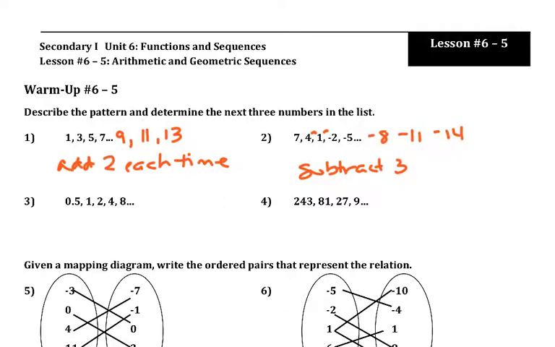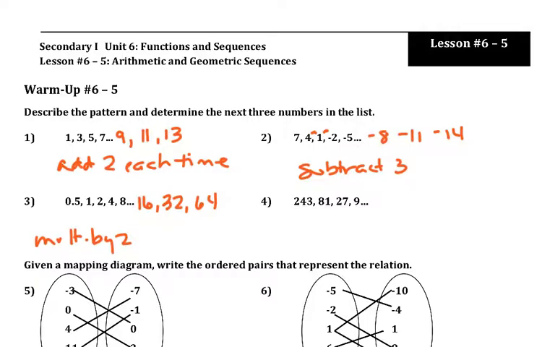For number 3, I have 0.5 and then 1. So that's a half and then a whole. And so how do you get that? Well, you take 2 halves, so you're multiplying by 2. Sometimes that might not be as obvious, but if you look at 1 to 2, you're multiplying by 2, or 2 to 4, you're multiplying by 2. So that's my description, is I'm multiplying by 2. And so if I keep doing that, 8 times 2 is 16, times 2 is 32, and times 2 is 64. Okay, number 4, 243, 81, 27, and 9.